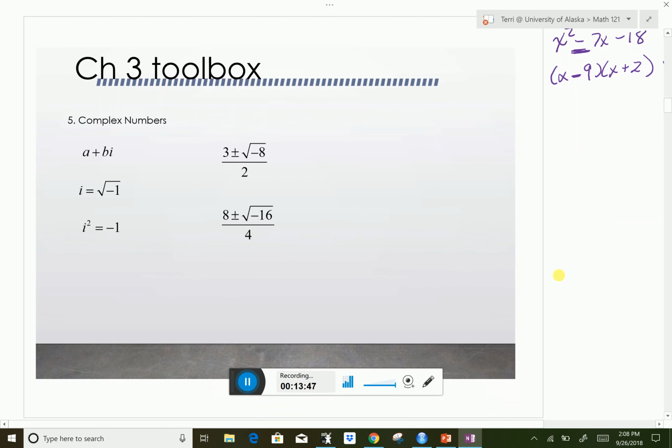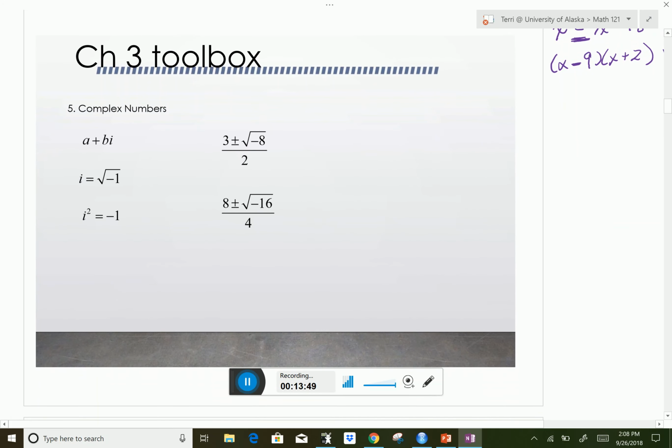Let's talk a little bit about complex numbers. Now remember that a complex number is one where we have i equals the square root of -1, and therefore i squared equals -1. And so what we can do is a + bi. This is the standard way to write a complex number. So let's take these two and let's write these as a complex number.